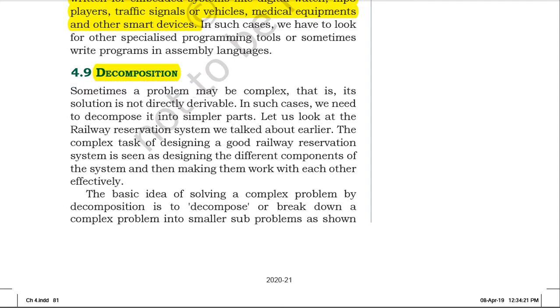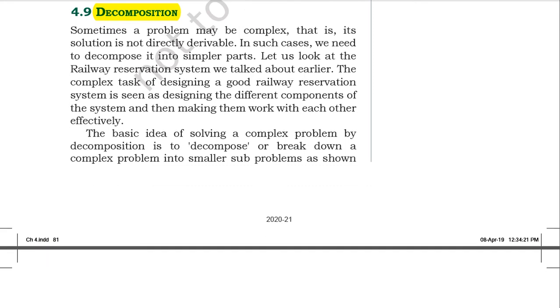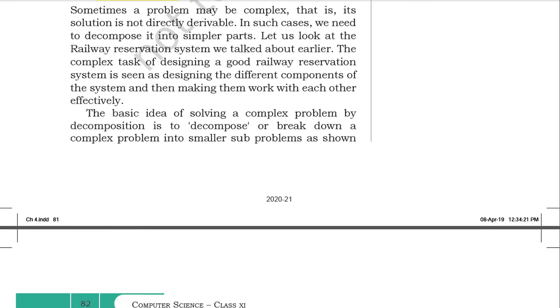Sometimes a problem may be complex, that is, its solution is not directly derivable. In such cases, we need to decompose it into simpler parts. Let us look at the railway reservation system we talked about earlier. The complex task of designing a good railway reservation system is seen as designing the different components of the system and then making them work with each other effectively. The basic idea of solving a complex problem by decomposition is to break it down into smaller subproblems.